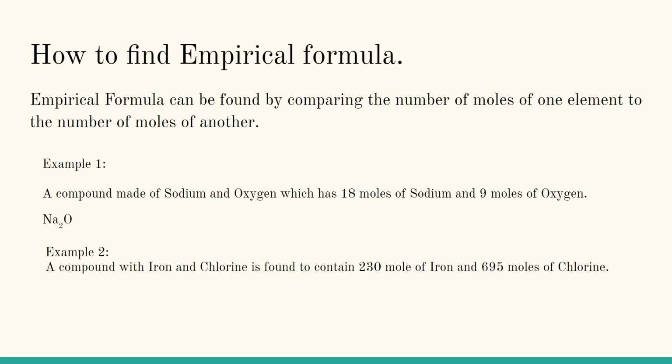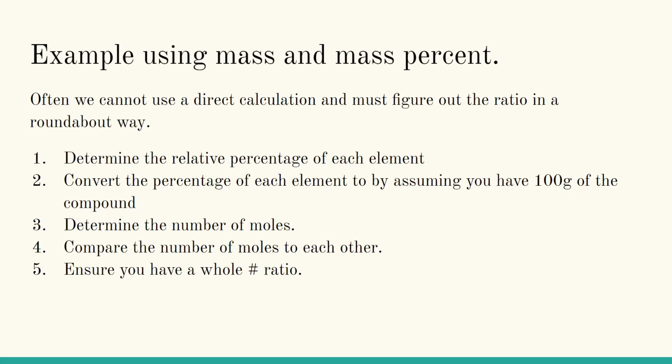So as long as we get to a place where we can estimate what the ratio is, we're going to be in a good spot. So in this case, 230 is about 1/3 as much as the 695. Therefore, we could say that we have 1 iron to every 3 chlorine. And the compound would be iron(III) chloride, which has the chemical formula of this right here.